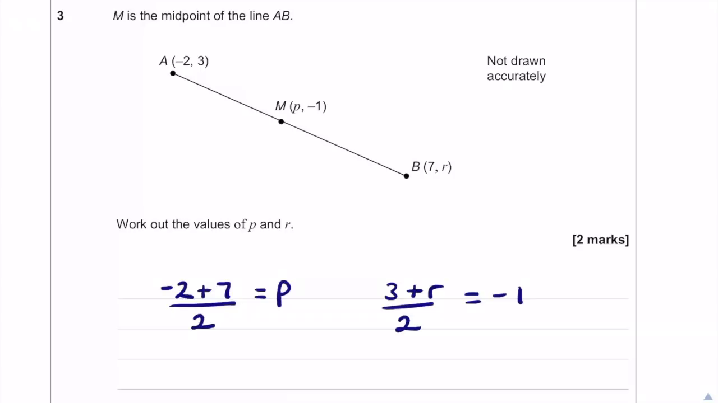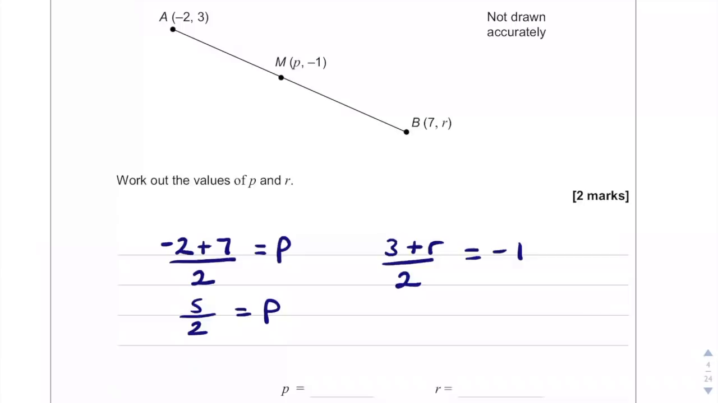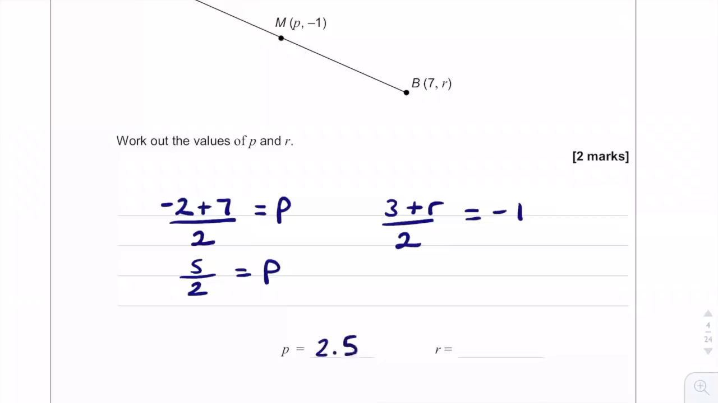So if we look at this first equation, (-2 + 7)/2 = P, we simplify the top, that's just saying 5/2 = P. So that is our value for P, which is 2.5.